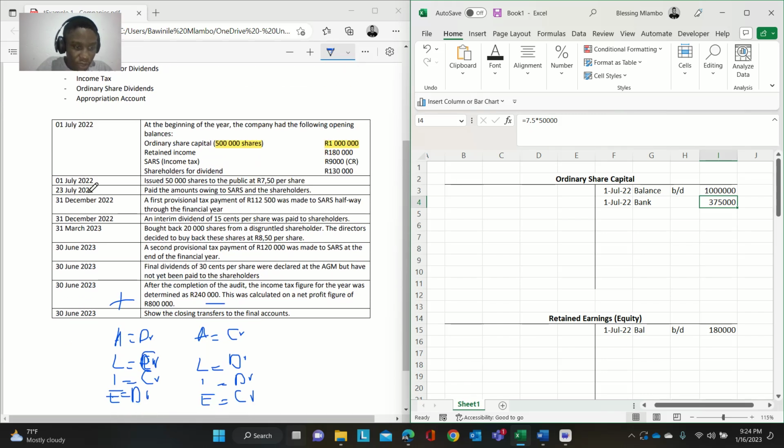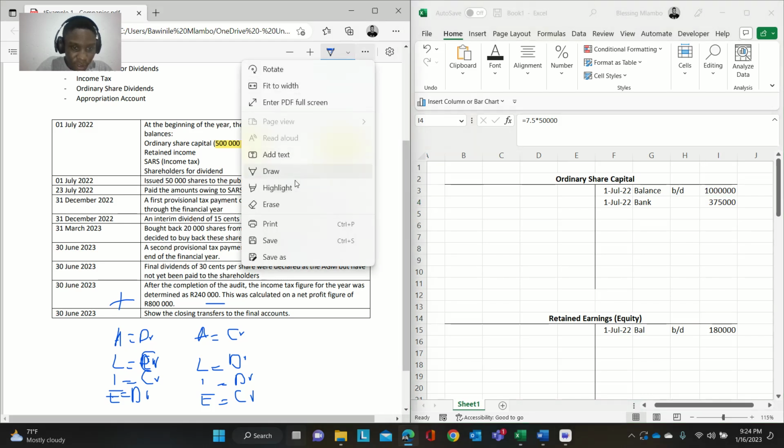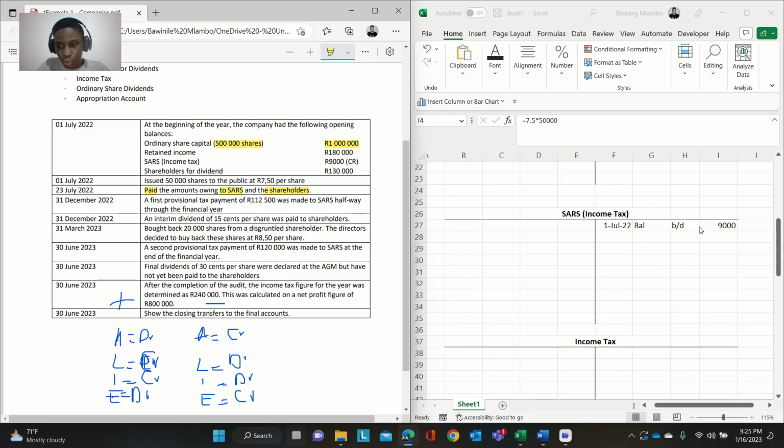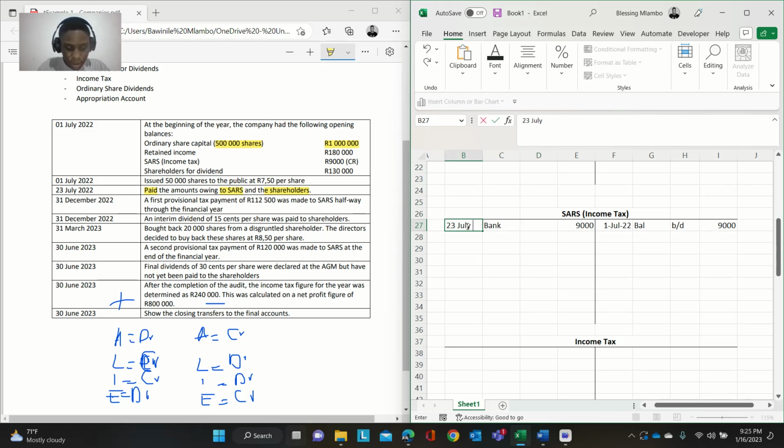On the 23rd of July 2022, the company paid the amount owing to SARS and shareholders. So the company paid amounts owing to SARS and shareholders, meaning that their liabilities, the money owed to SARS and shareholders, is decreasing. Remember, at the beginning, we were owing SARS 9,000 rand. So the company paid this account, and when they pay, this liability will decrease on the debit side, according to our rule. So we're going to decrease this liability by 9,000. And when we're paying an amount, obviously bank is affected, and this happens on the 23rd of July 2022.